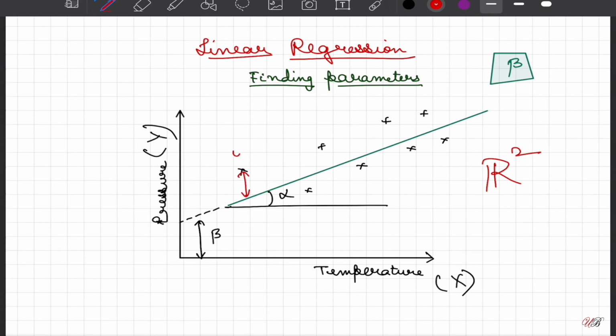If this is my y1 corresponding to some x1, I will have some error, let us say epsilon 1. Similarly, this would be error epsilon 2 from my fitted model. This would be my error epsilon 3, epsilon 4, up to epsilon n.